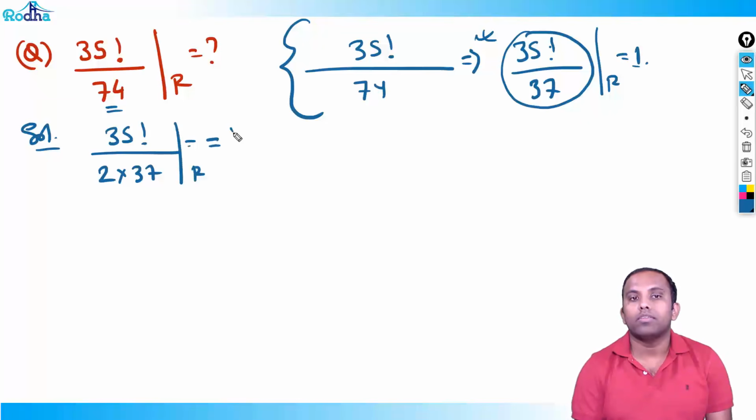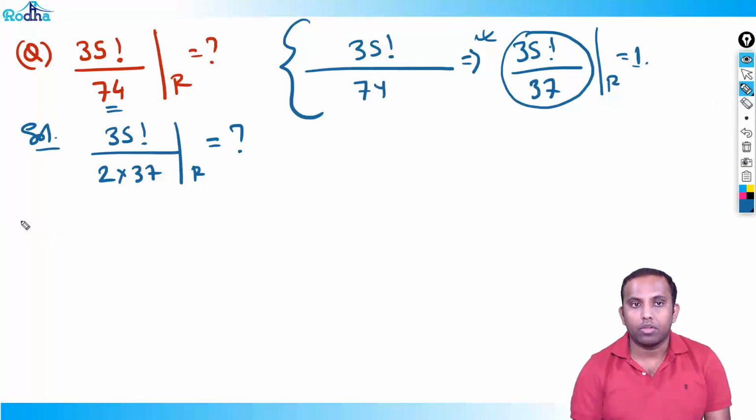Okay, what is this? This is the Chinese remainder theorem. It splits the denominator, so you should split it such that both parts are co-prime. So 2 and 37, both parts are co-prime.